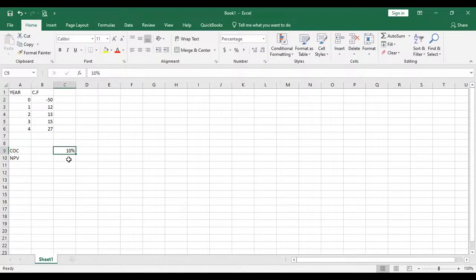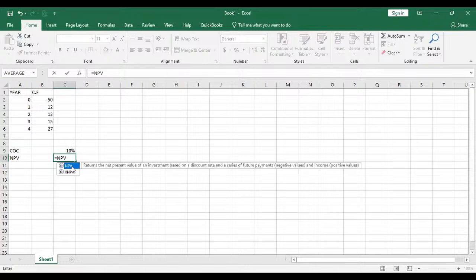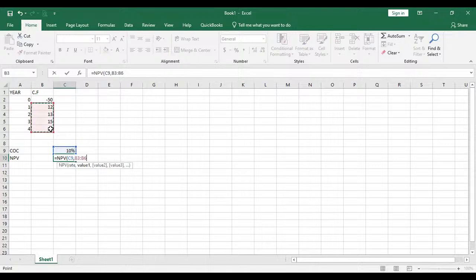So go down there to NPV now. Start by saying equals. Equals NPV. Double click that one. The rate is 10%. It's self-explanatory really, comma. So from there you pick the values, all of them from value 1. You close brackets. And then you say plus, plus that initial outlay of negative 50, yes. Great. Enter.